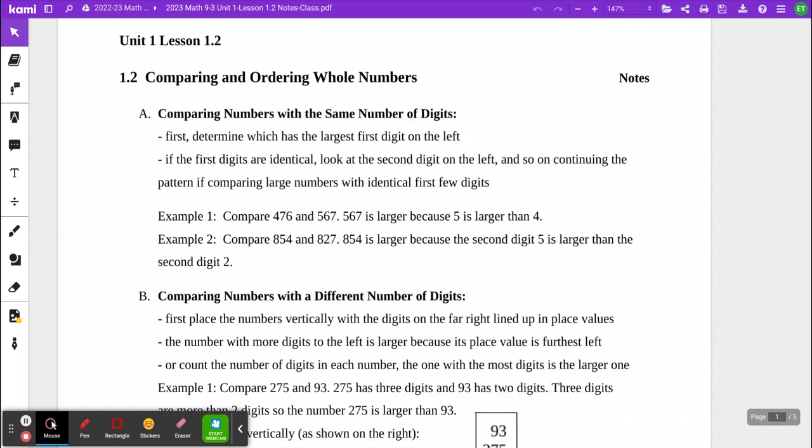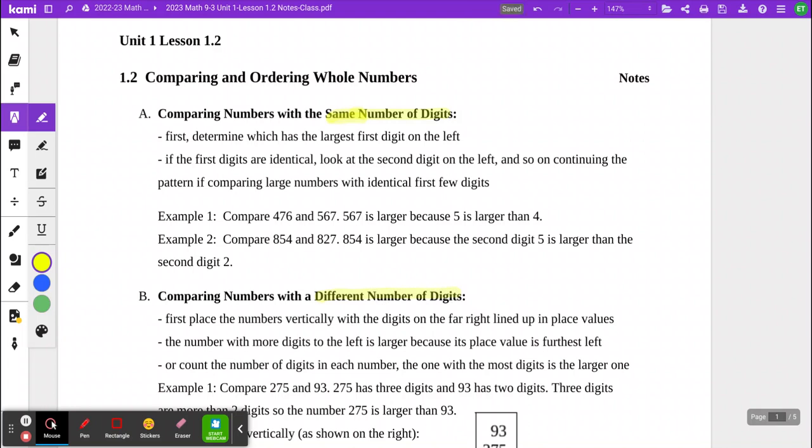Okay, welcome to lesson 2. We are talking about comparing and ordering whole numbers. So we have two different types of numbers. We have the ones with the same number of digits, and then we've got some with different numbers of digits. Those ones are a bit easier to identify.